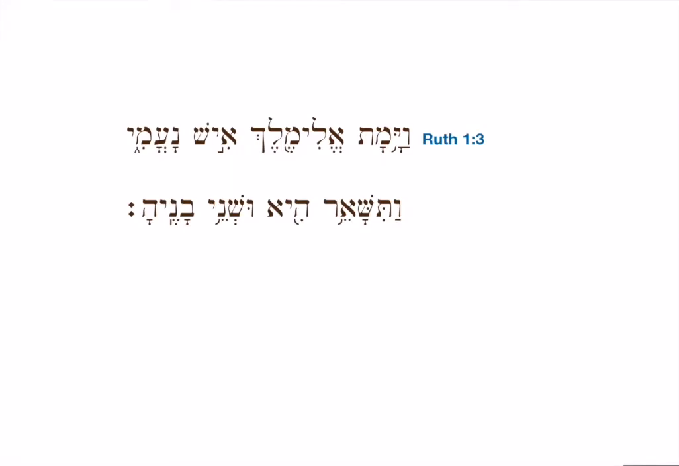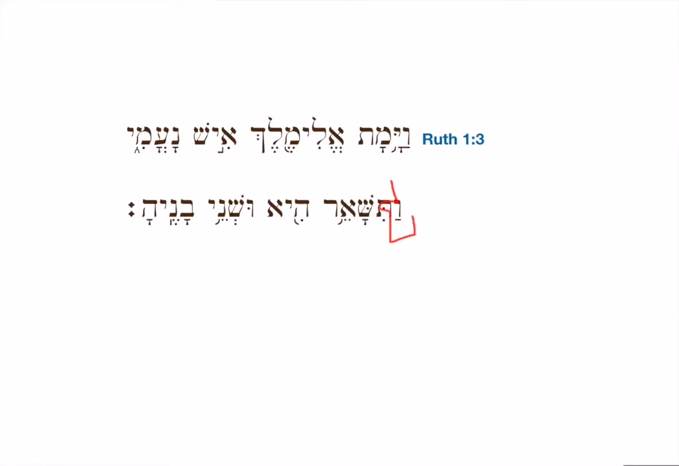In this video, we're going to complete Ruth 1:3. We're going to begin after the Athnach and read to the end. Vatisha'er hi ushney baneha, and she and her two sons remained. Remember, from the first half, Elimelech, Naomi's husband, died, so Naomi and her two sons are left over.